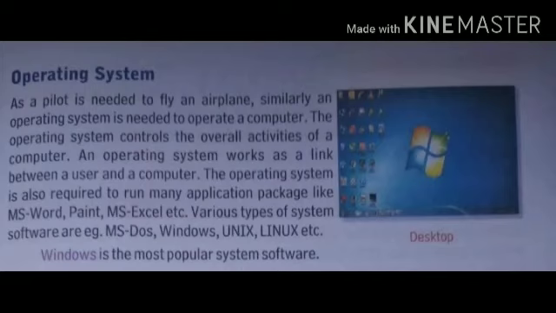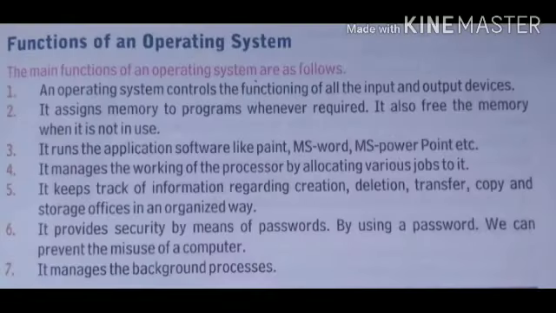Now we are going to study about functions of an operating system. The main functions of an operating system are as follows. First, an operating system controls the functioning of all the input and output devices. It allocates memory to programs whenever required. It also frees the memory when it is not in use. It runs the application software like Paint, MS Word, MS PowerPoint, etc.